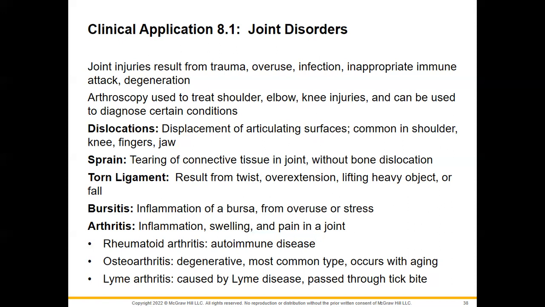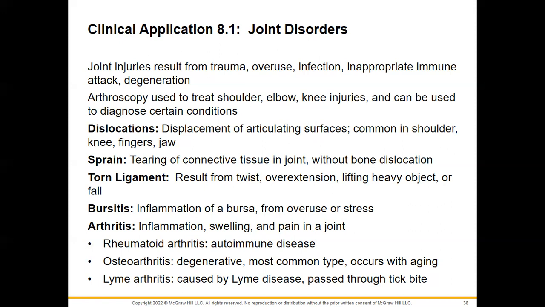Now, if it tears a lot, then that can be a torn ligament. So if you continue to tear it or pull it beyond that point of just it holding on, where you cause more major tearing, that can become a bigger problem. That can be from twisting, it can be from overextension, it can be from lifting things that are extremely heavy that your muscles are not necessarily capable of in the moment, or it can happen from falling.